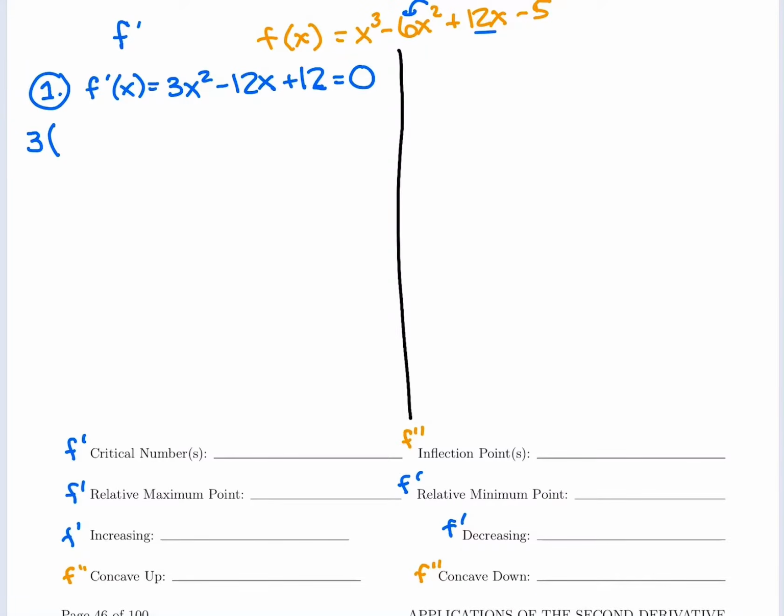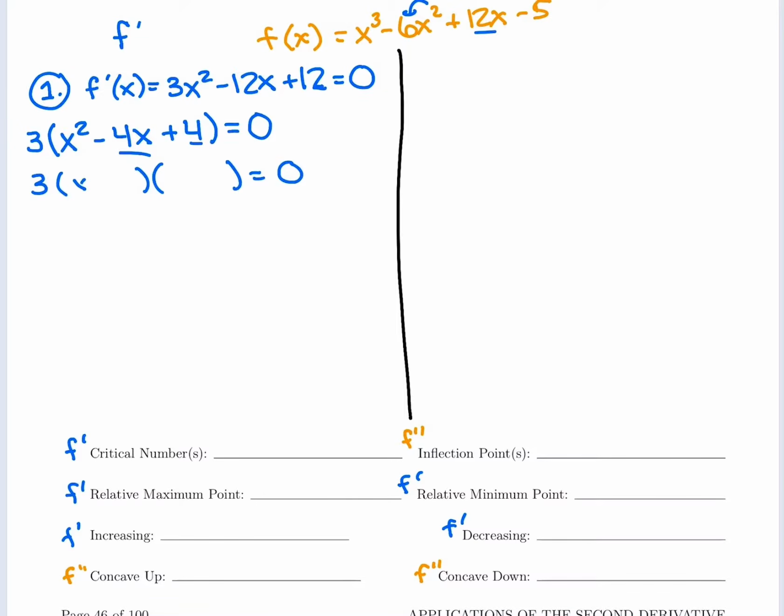So I'm just going to pull out a 3 times x squared will give me 3x squared. 3 times a negative 4x will give me negative 12x. And 3 times a positive 4 will give me a positive 12 at the end. I can still continue to try to factor, so I'm going to keep the 3 and see if I can reverse FOIL this. I want to see if there is a number that will multiply to be 4 and add up to be negative 4.